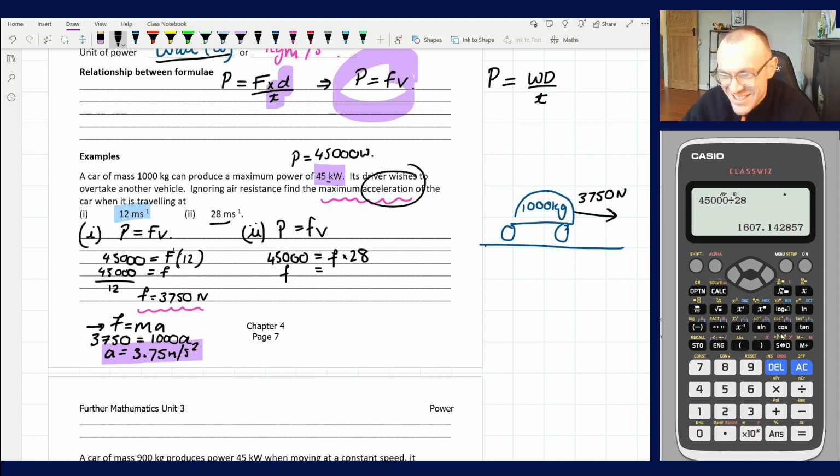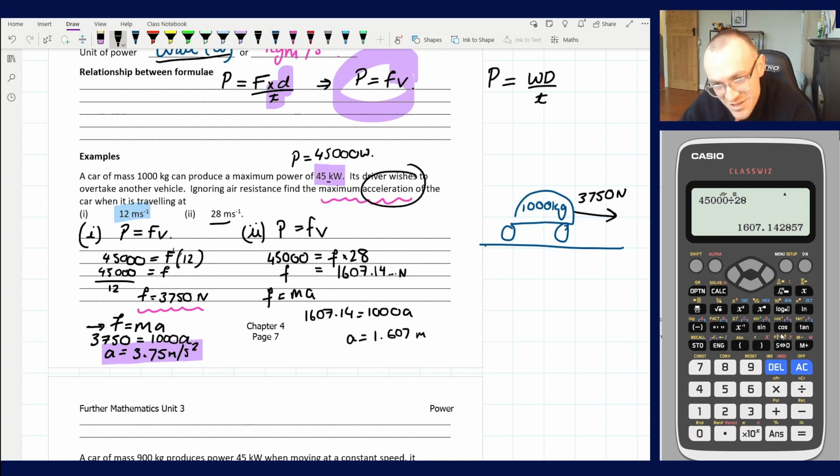Okay, I was going to say it doesn't look like a nice number there. So that is the driving force of the vehicle. And if I use F equals ma once again, and use the mass of the vehicle, we are going to get 1.607, and so on, meters per second squared for the acceleration there. Cool.